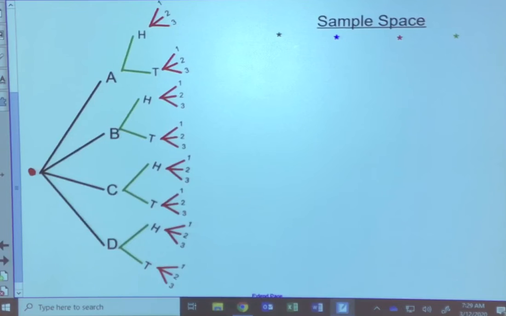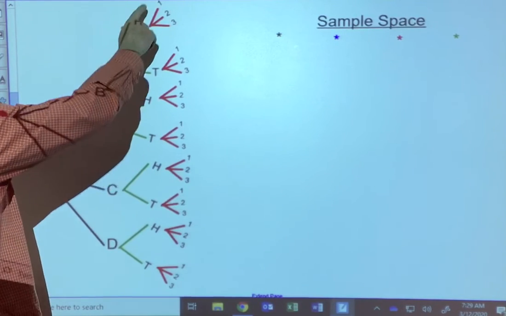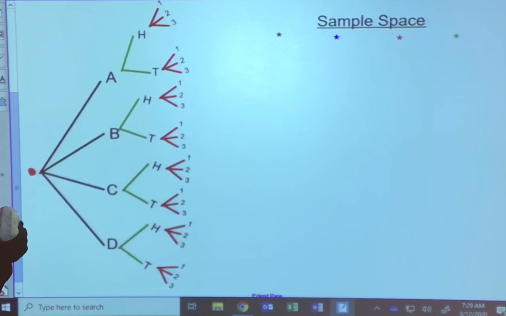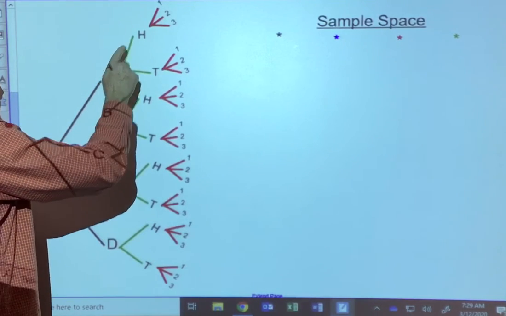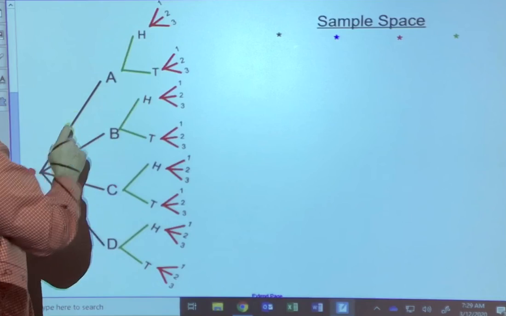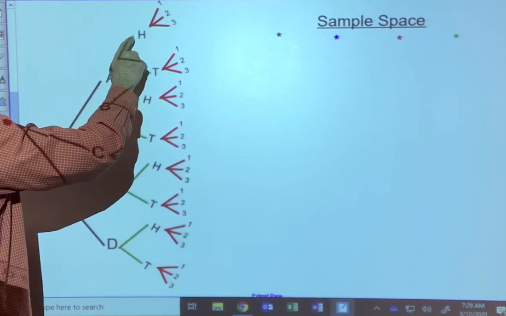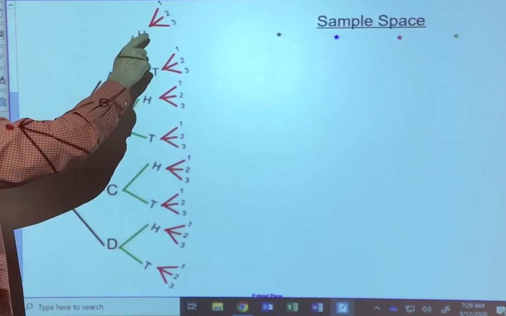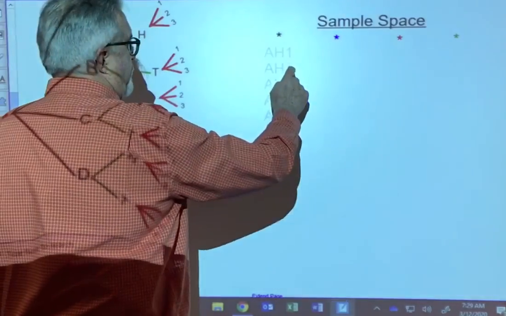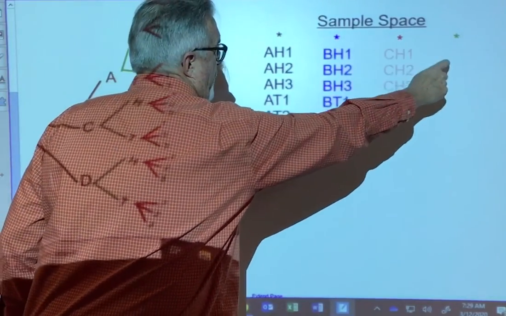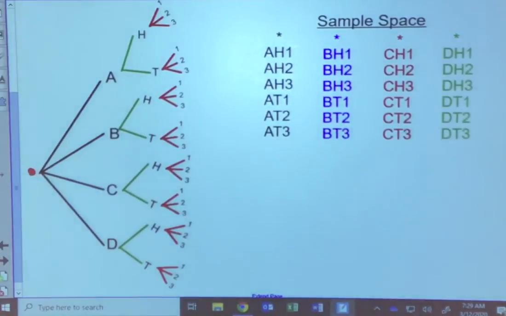So there's our tree. When we start at the origin and we follow each branch to the end, those are our individual outcomes. One of the possible outcomes could be we'd get an A, heads, and a 1. We could also get an A, heads, and a 2, an A, heads, and a 3. So if we follow out each one of these branches and record them as we do, we're going to discover that these are the outcomes in our sample space.